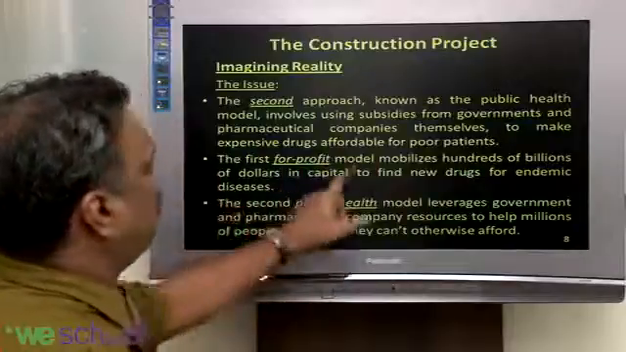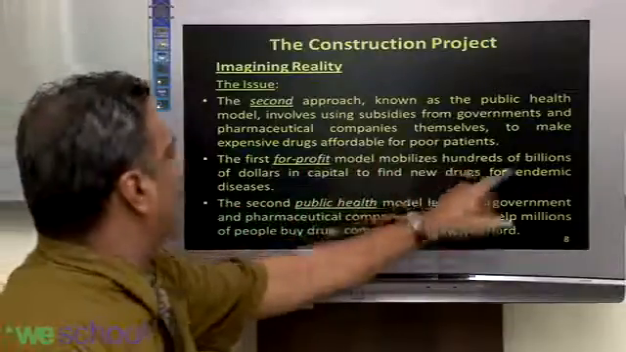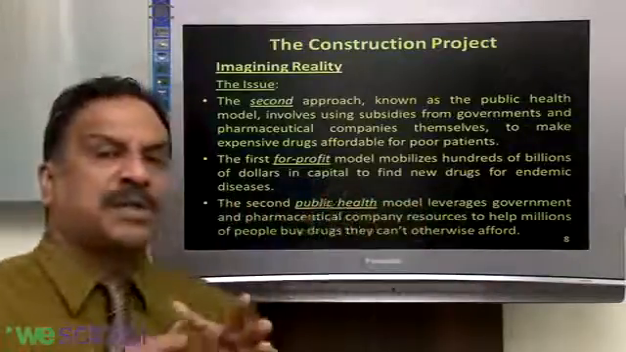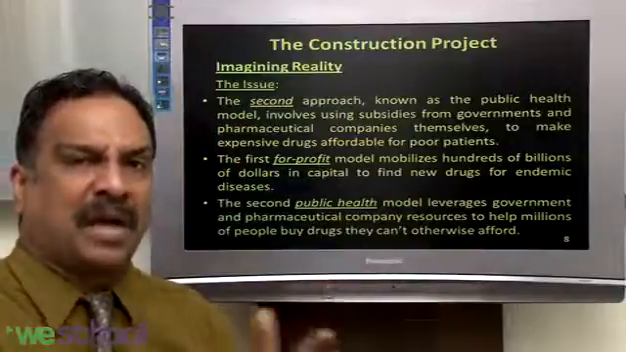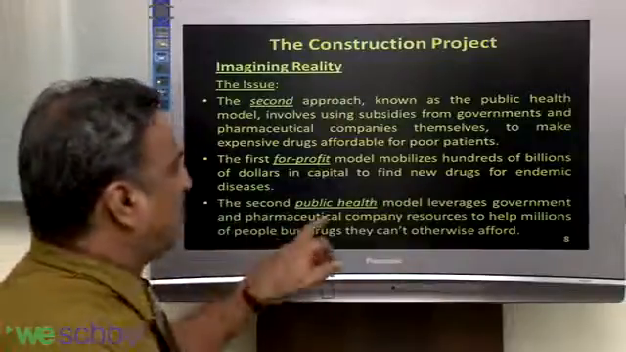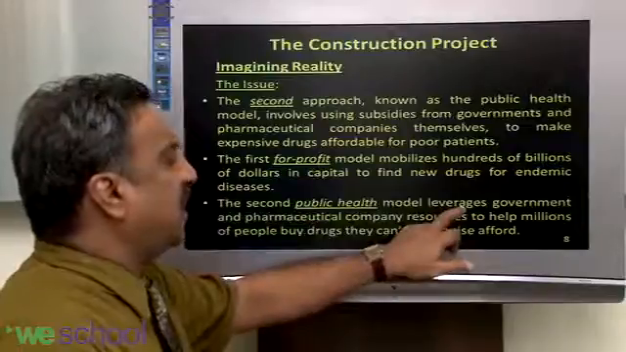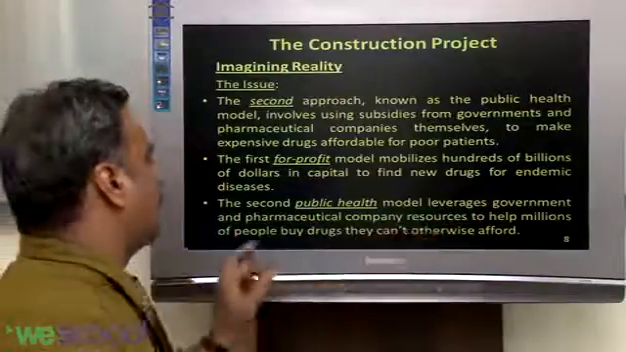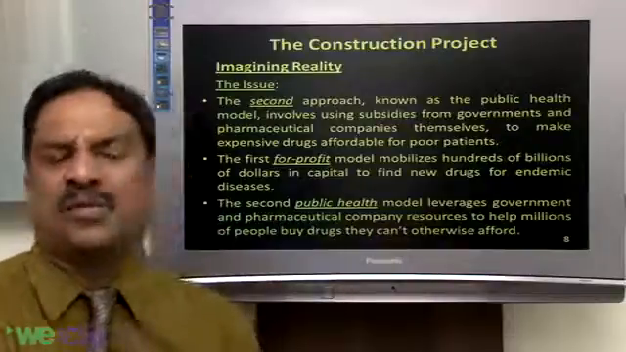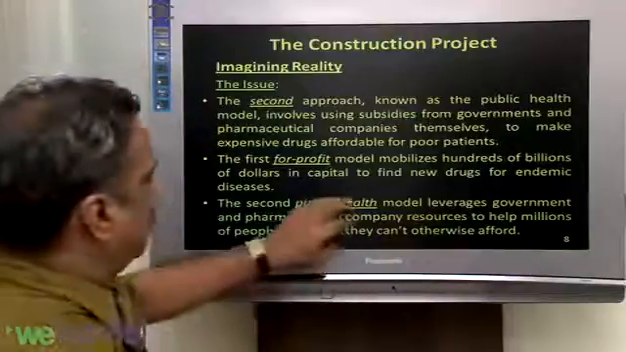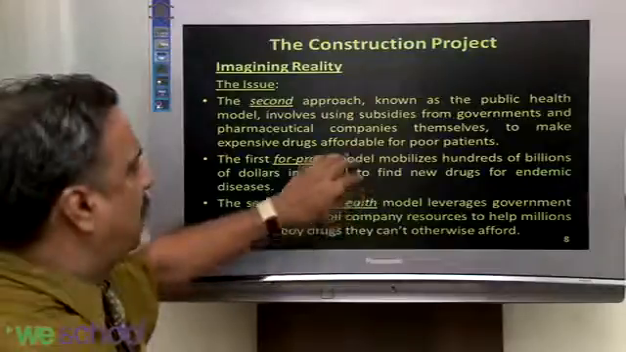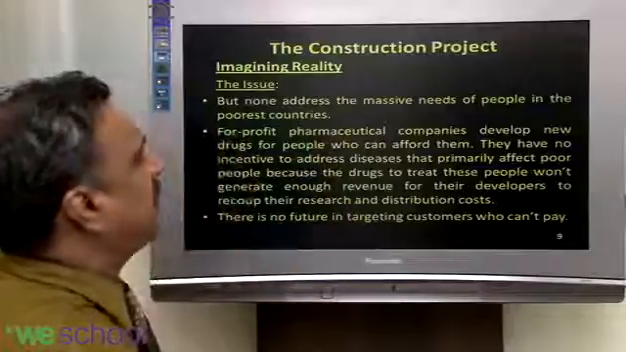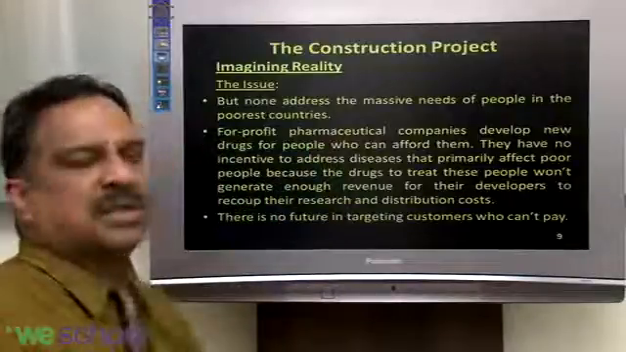The first for-profit model mobilizes hundreds of billions of dollars in capital to find new drugs for endemic diseases, diseases which are common, which happen again and again. The second public health model leverages, takes advantage of, the government and pharmaceutical companies' resources to help millions of people buy drugs they can't otherwise afford. This is social cause and this is profit cause, right? Now, but none address the massive needs of the people in the poorest countries.